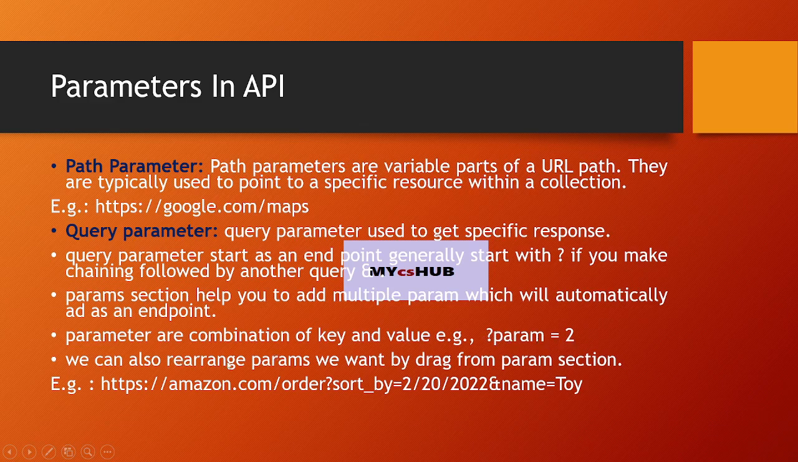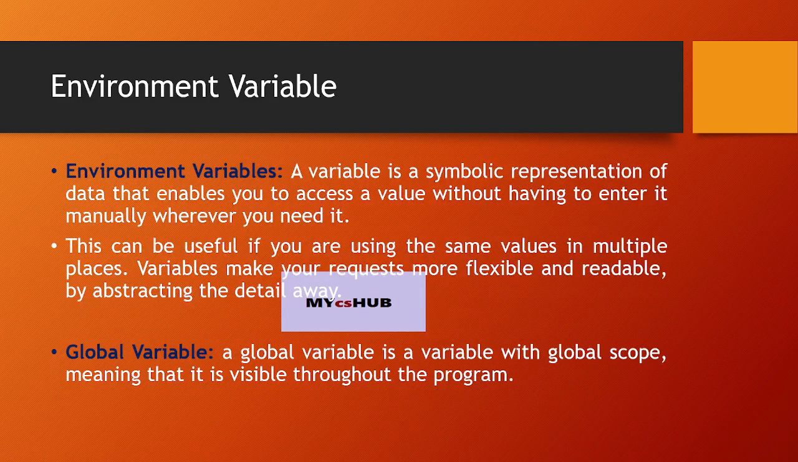We can also rearrange params as we want by dragging from the param section. As we already explained to you in Postman, we have a param section from where we can add multiple parameters. So this is the example of the query parameter. You can see, then we have environment variables.